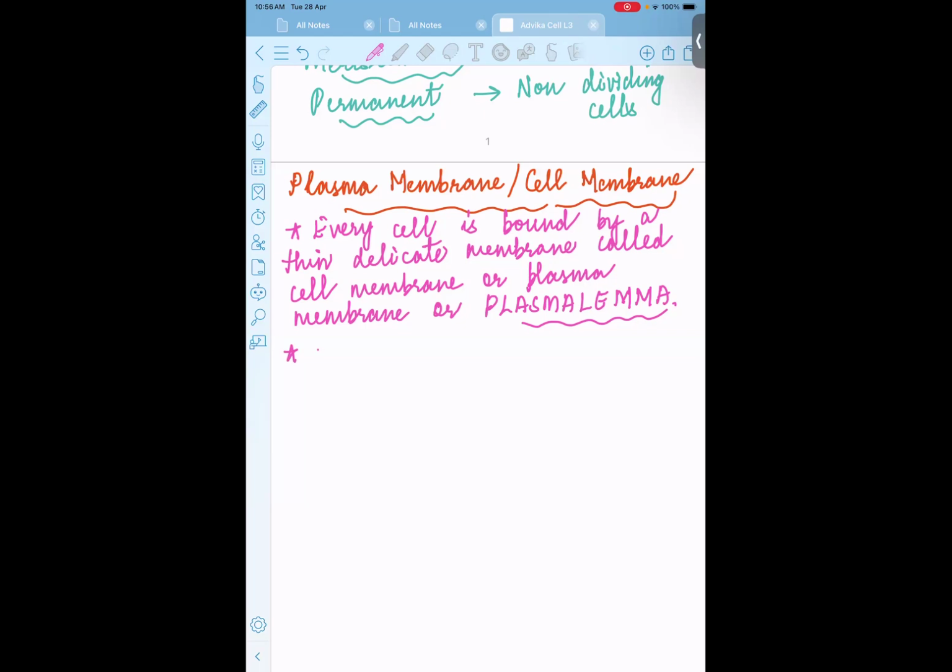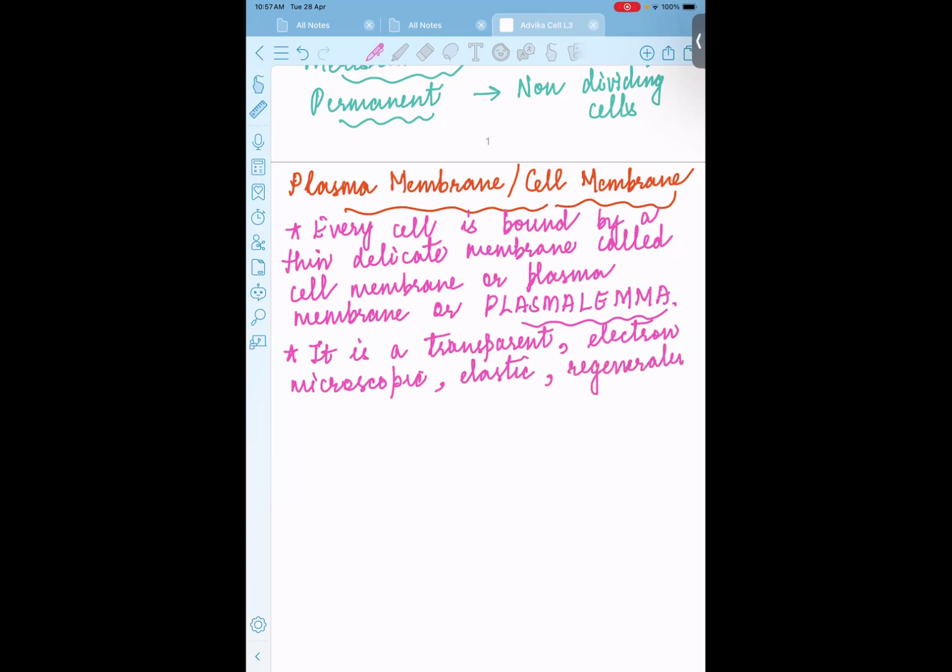Talking about the structure of it, it is basically transparent. They are transparent in nature. If we want to see them, we will require the electron microscope. They are elastic as well. They are a regenerative membrane.